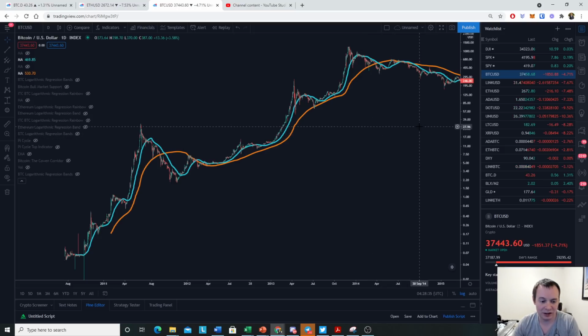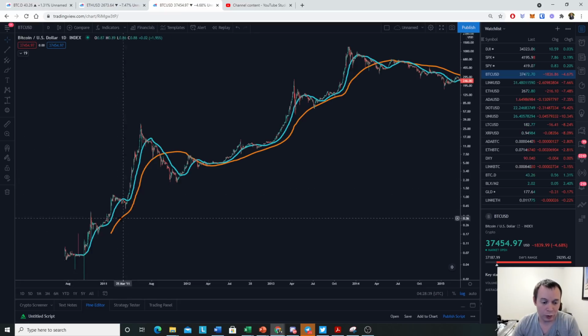Okay, it typically kicks off a bull market. Now, in the first cycle, we didn't have this golden cross because the 200-day moving average didn't start printing until January 2011, and at that point we were already in the bull market because you need at least 200 days of data to have a 200-day moving average.